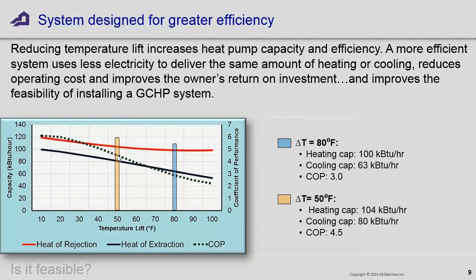The other thing that happens is you've got a little bit more heating capacity and a little bit more cooling capacity out of exactly that same heat pump. Heating capacity, cooling capacity 63,000 here and 80,000 here. You've got an extra, what is that, 25% or whatever it is. And same in the heating capacity, 100,000 versus 104. It's not a huge deal, but the efficiency of the system, you're going to use a lot less electricity to deliver a few more BTUs.